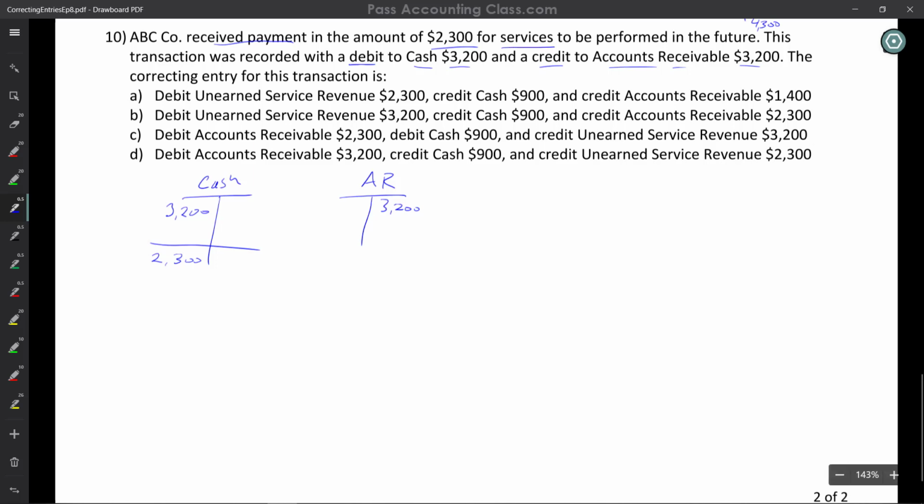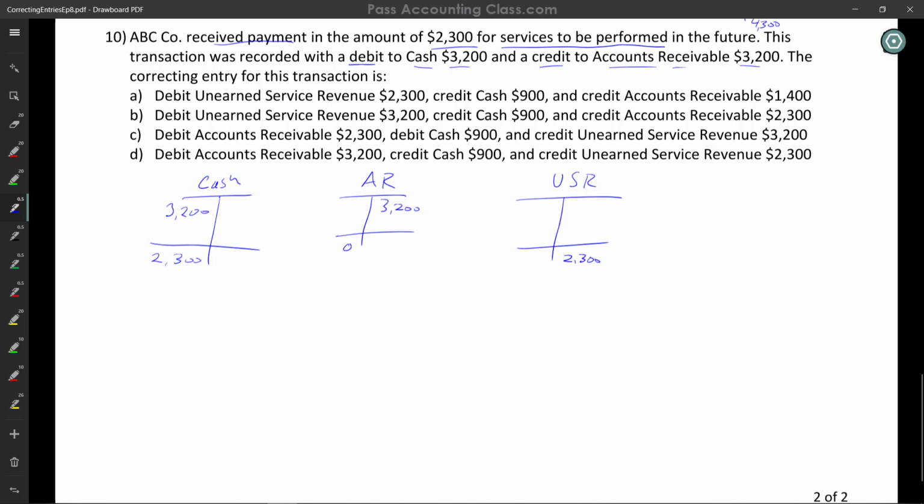And then it says for services to be performed. So that's not accounts receivable. We're looking at an account called unearned service revenue. It's a liability account. So we've got unearned service revenue. And we should have credited that. Since it's a liability, we increase the balance of a liability account by crediting it. That should be $2,300. Accounts receivable has nothing to do with this transaction. So that should have a balance of 0. It's an asset account, so I'm going to put the 0 on the debit side because the normal balance of accounts receivable or any asset is a debit.